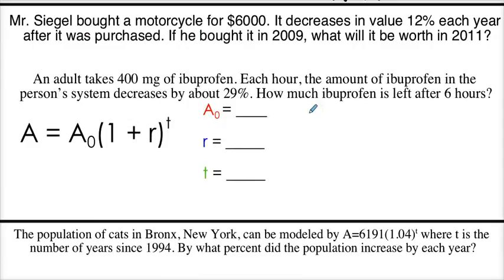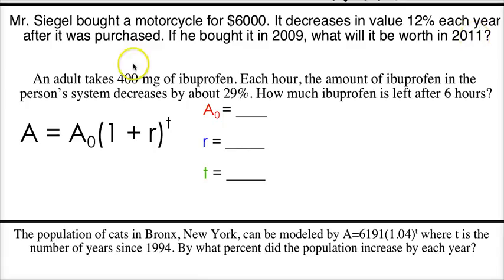Let's try one more example of this, okay? Number 2. Mr. Siegel bought a motorcycle for $6,000, which is actually true. I did last year. I love it. It decreases in value 12% each year after it was purchased. So as you know, when you buy something, after it's used, the value of it goes down, like a car or a motorcycle. So the value of my motorcycle is going down every year. If he bought the motorcycle in 2009, what will it be worth in 2011?